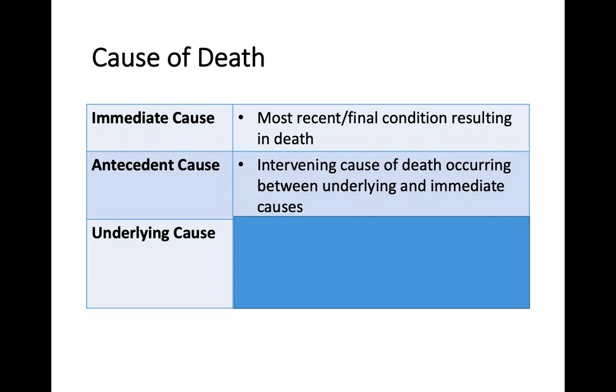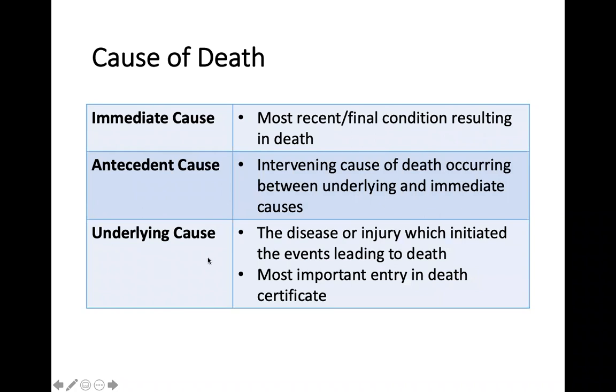Next is your antecedent cause. Ito yung gitna ng immediate cause at ng underlying cause. So, ito yung intervening cause of death occurring between the immediate and underlying. While your underlying cause, of course, ito yung pinakapunot dulo ng lahat. This is the disease or injury which initiated the events. Okay, and remember, this is the most important entry in that certificate because this is the one that is being recorded in your statistics. All right.